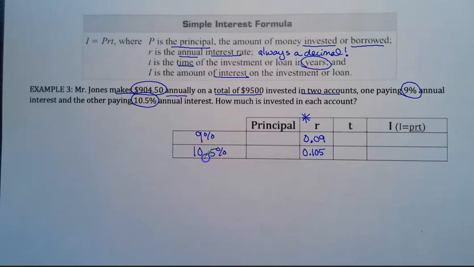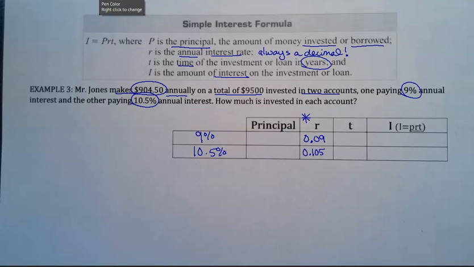Hopefully you remember that to change a percent to a decimal, we move the decimal point 2 places because we're dividing by 100. So 9 becomes 0.09. I'm going to erase those so they're not in the way. So that's our interest rate.